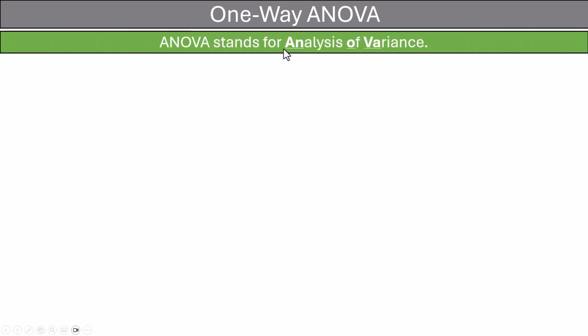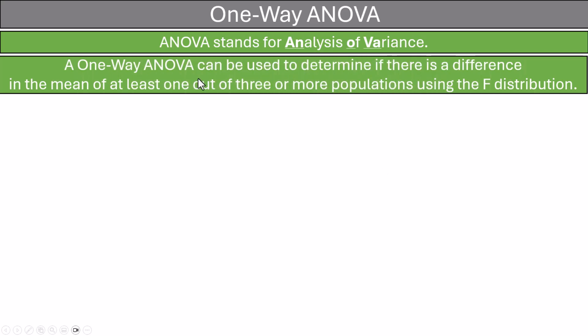So we will be conducting what is called a one-way ANOVA. And ANOVA stands for Analysis of Variance. A one-way ANOVA can be used to determine if there is a difference in the mean of at least one out of 3 or more populations using the F distribution. This is the only test that we'll be doing in this class that relates to more than 2 populations.